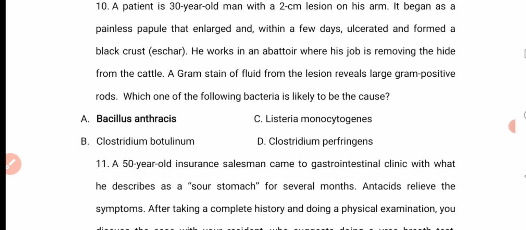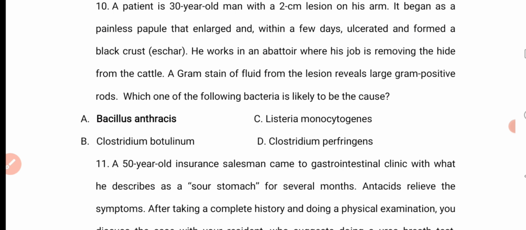Which one of the following bacteria is likely to be the cause? So here we see what? From his exposure, we can see that he is working with cattle. That's the first thing. Next, the Gram stain indicates large gram-positive rods, gram-positive bacilli. So among these, maybe Clostridium or Bacillus can be the causative agent.